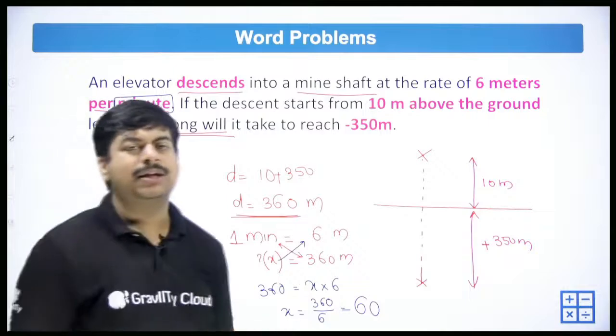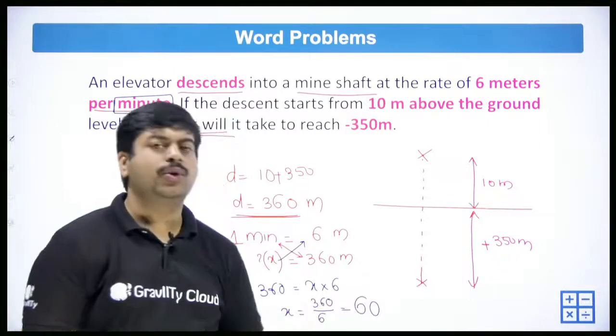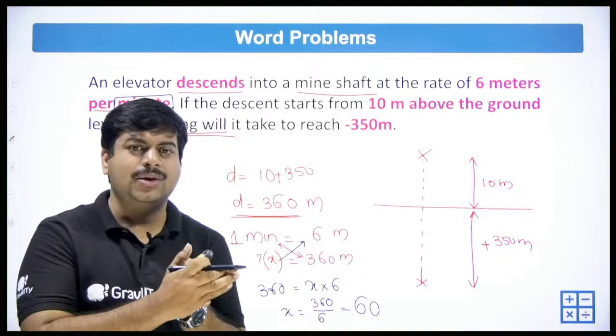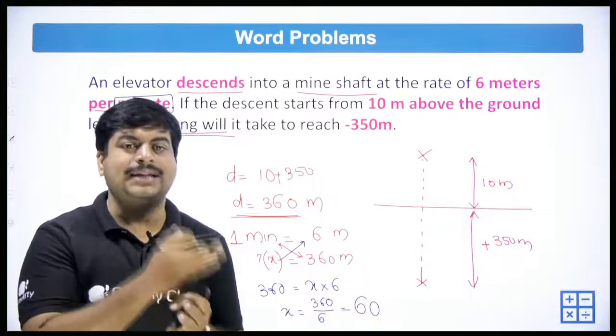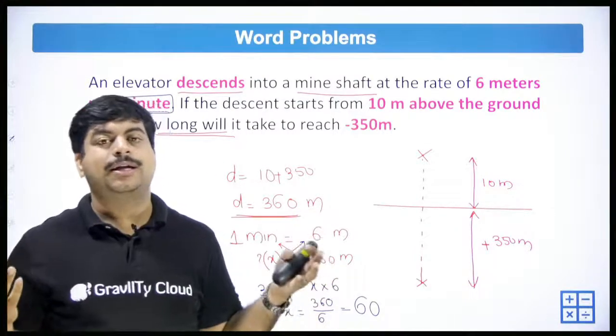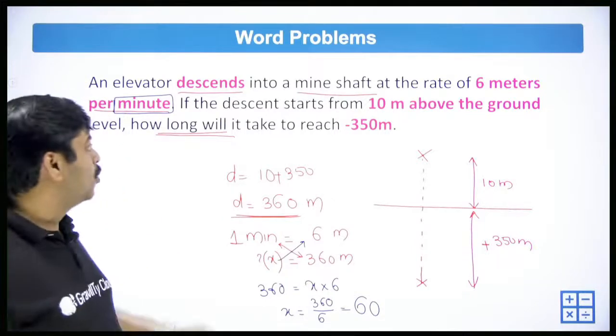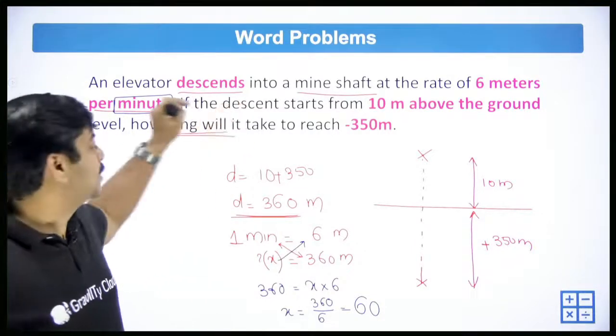When you say 60 and you're not mentioning the units, you don't know whether it is 60 seconds, 60 minutes, 60 hours, 60 days, 60 years. We cannot say that. So always you should be very confident with the unit. So it is minutes, okay.